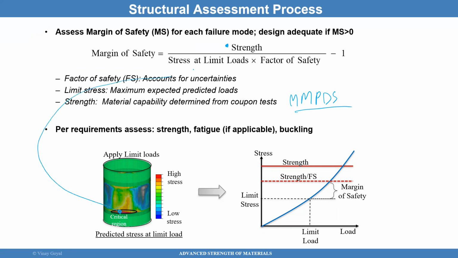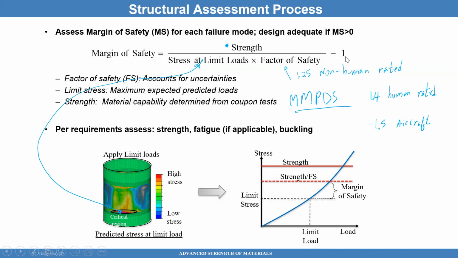That stress is what I'm going to put in the numerator. And the factor of safety is going to be 1.25 typically for non-human flights. 1.4 is human rated. And then 1.5 tends to be like aircraft carrying passengers. So there you go. And so if the margin of safety is greater than 0, then you have a pretty good design.